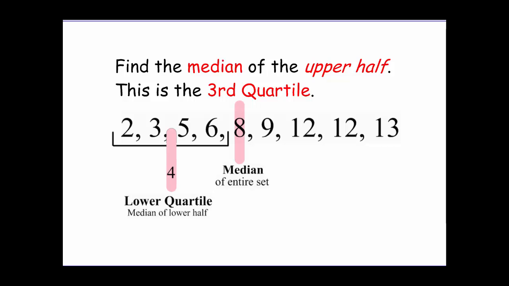We're going to look at the 9, 12, 12, and 13. We see that 12 and 12 are the 2 numbers in the middle because of the even set. So we're going to take 12 plus 12, divide by 2, which gives us 12. So our third quartile is the number 12.